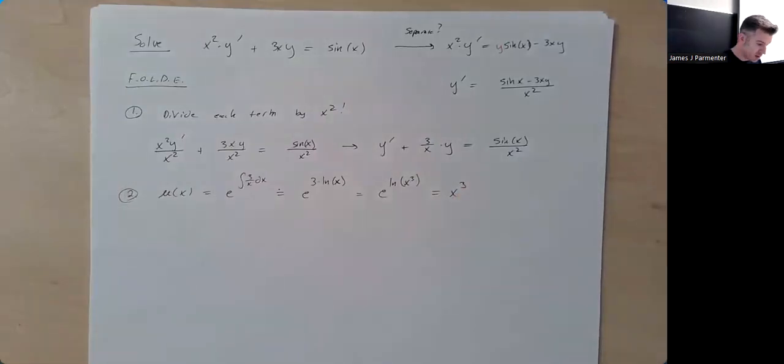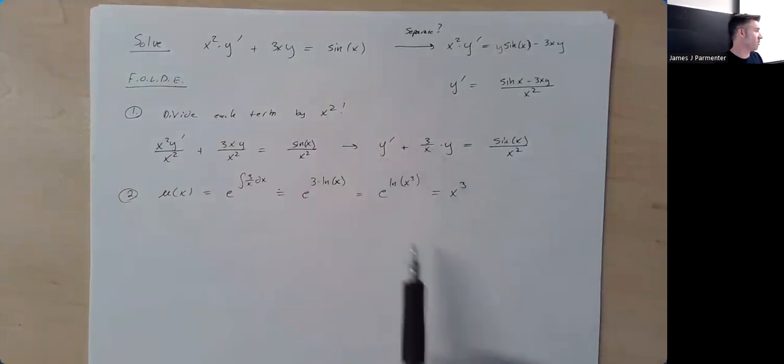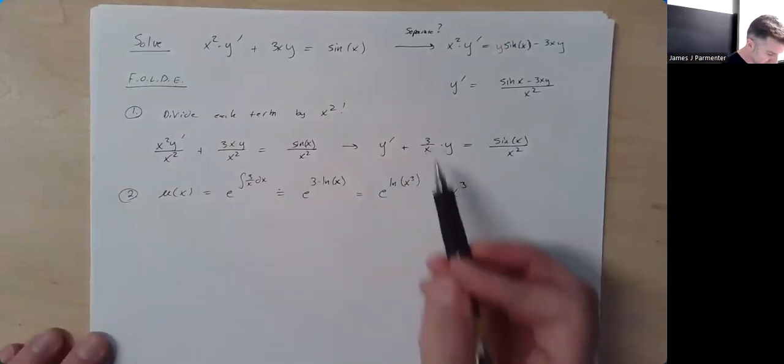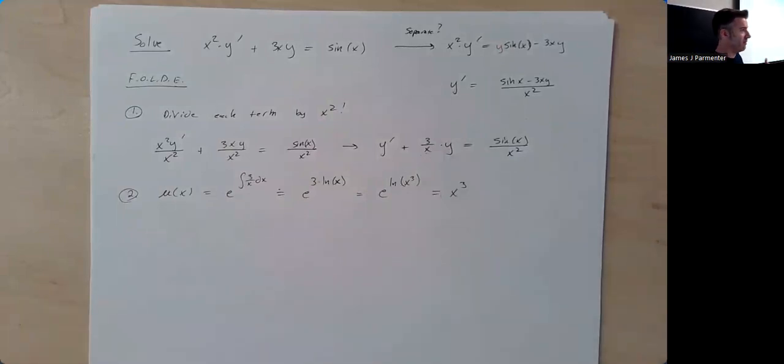So typically, when your p of x is 1 over x or 2 over x or 5 over x or whatever, something over x, your mu of x is going to be x to a power. In fact, it's going to be x to whatever that coefficient's power is. So like if this was a 5 over x, we would end up getting x to the 5th. If this was a negative 2 over x, we would get x to the negative 2. So it always does simplify when it's that kind of thing, and we should always simplify it.